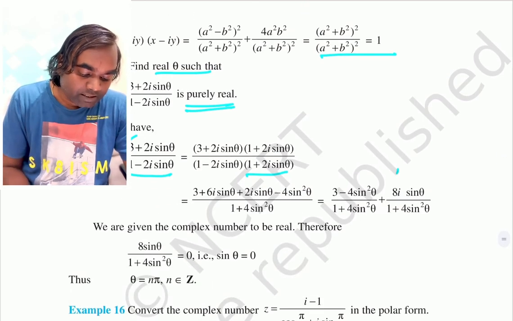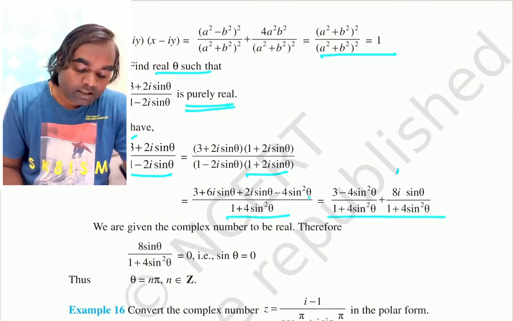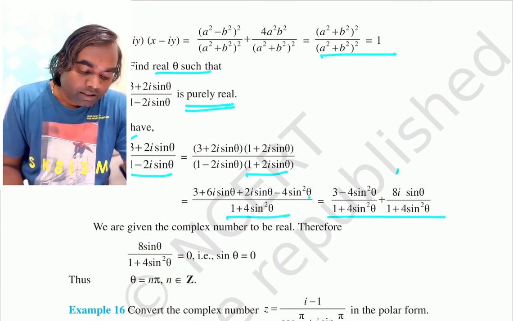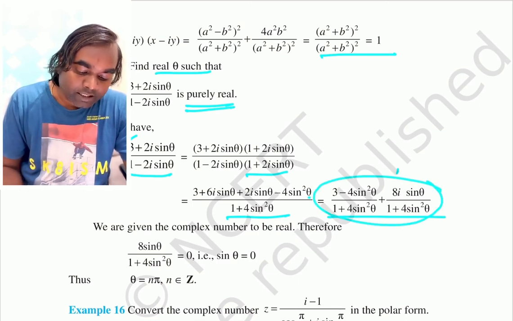So you get this: 3 plus 6i sin theta plus 2i sin theta minus 4 sin square theta, that is 3 plus 8i sin theta minus 4 sin square theta, by 1 plus 4 sin square theta. So separating the imaginary and real parts you will get this. That means as per the problem this is purely real, so the imaginary part should be 0.